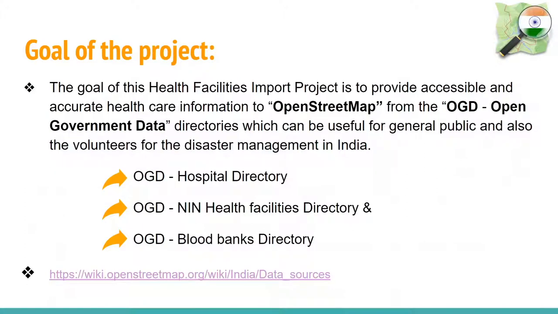Let's begin with the goal of the project. Our goal of this project is to provide accurate healthcare information to OpenStreetMap using India's Open Government Data directories, which can be useful for the general public and also the volunteers in disaster management in India. We have three different geo-coordinate datasets from the Open Government Data platform, which include the hospital directory, NIN health facility directory, and blood bank directory. In the hospital directory, we have all the private hospitals in India, including clinics and some of the major public hospitals as well.